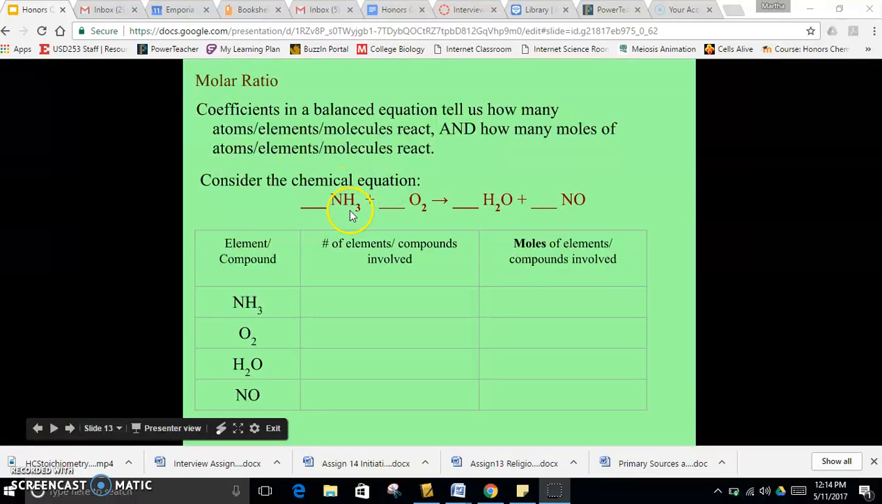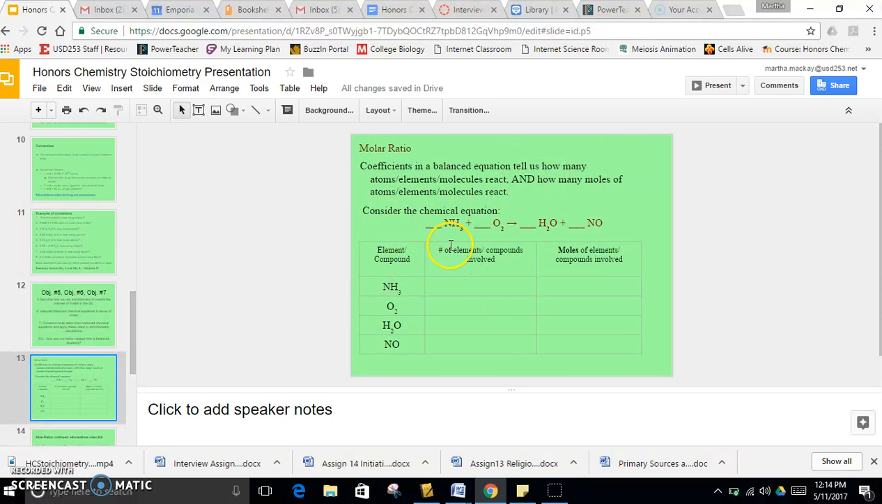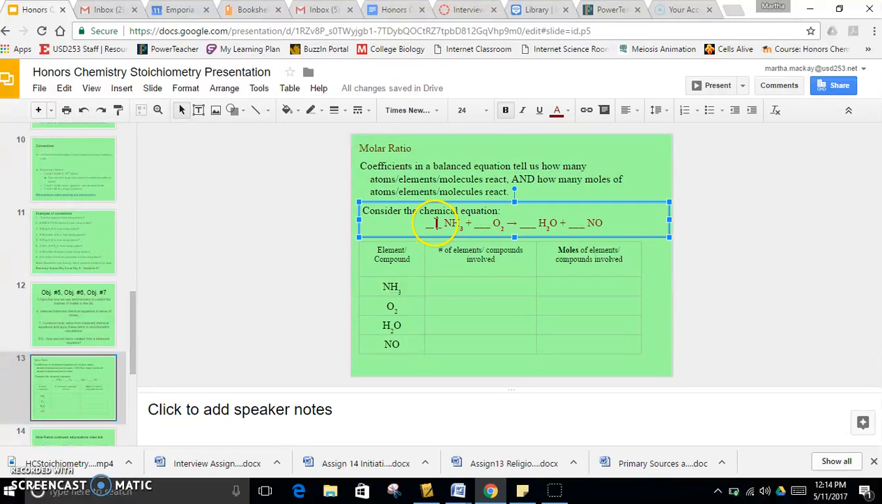So if we take this equation right here, NH3 plus O2 yields H2O plus NO. I'm going to go ahead and make this smaller so that I can edit it. I'm going to go ahead and balance this equation. So when I balance it, I end up with 4 NH3s, and I need 5 oxygens, and I need 6 waters, and I need 4 NOs.